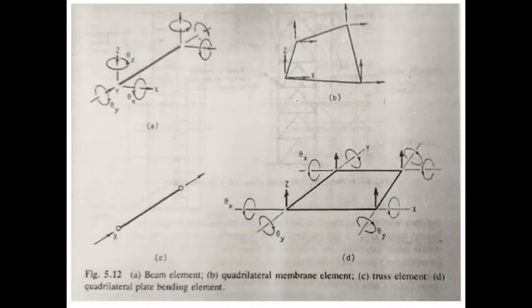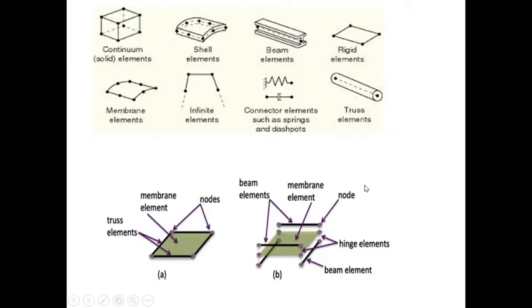As we have seen in the picture, once again, this is the beam element, this is the quadrilateral membrane element, this is the truss element representation, and this is the quadrilateral plate bending element. Whatever is shown here are the rotations. That is nothing but the rotation about the x, y, z axes. Same way here.